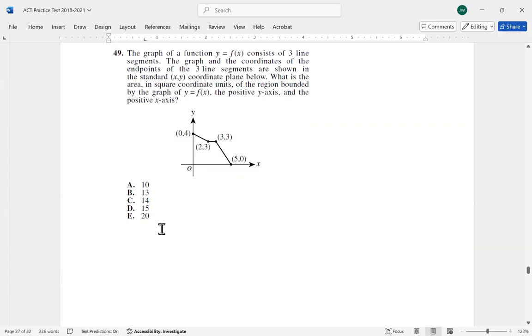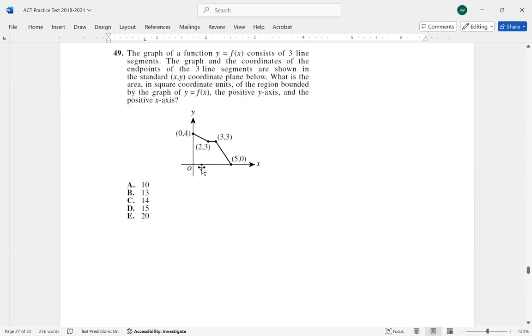Question 49. The graph of the function consists of 3 line segments. The graph and the coordinates of the endpoints of the 3 line segments are shown in the coordinate plane below. What is the area in square units of the region bounded by the graph of y equals f of x, the positive y-axis, and the positive x-axis? So what is the area of this region?